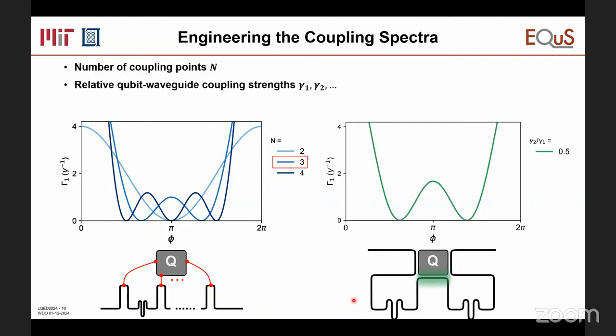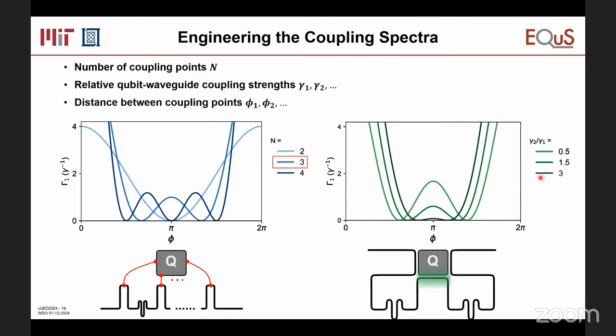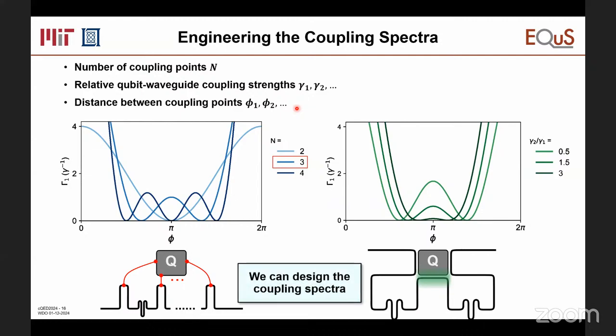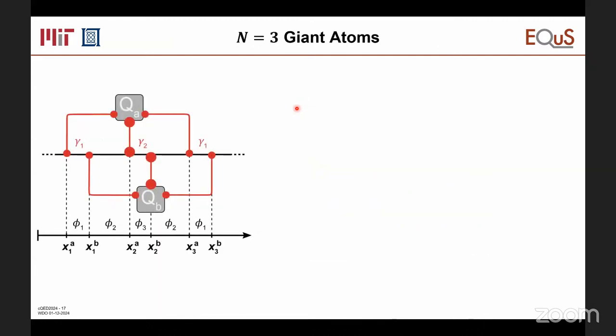The second thing is that we don't need all of those couplings to be equal, right? We could change one coupling with respect to the others. And so if we change the one in green here with respect to the other two, and the ratio is shown, you can go from something that looks like a double well to something that flattens out as you increase that ratio. Okay, so that's another knob we have. And of course, the third knob that we've also talked about is I can choose the phases between any pair of coupling points.